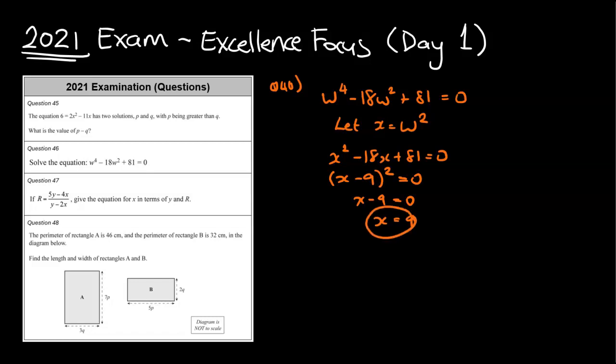So now that I know x, I'm going to substitute it here. So that means 9 will be equal to w squared. So the square root of 9 is equal to w. So w is equal to plus or minus 9. So my first answer, oh gosh, plus or minus 9 is horrific maths, plus or minus 3. So w1 will be equal to positive 3, and then we've got w2 being equal to negative 3.